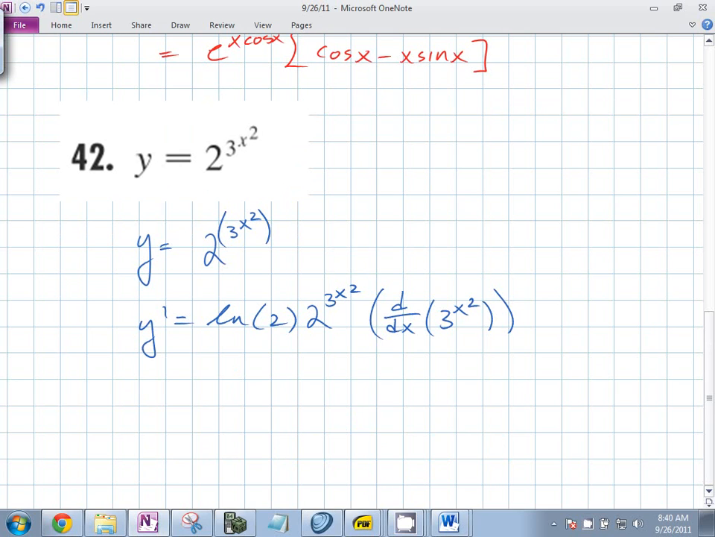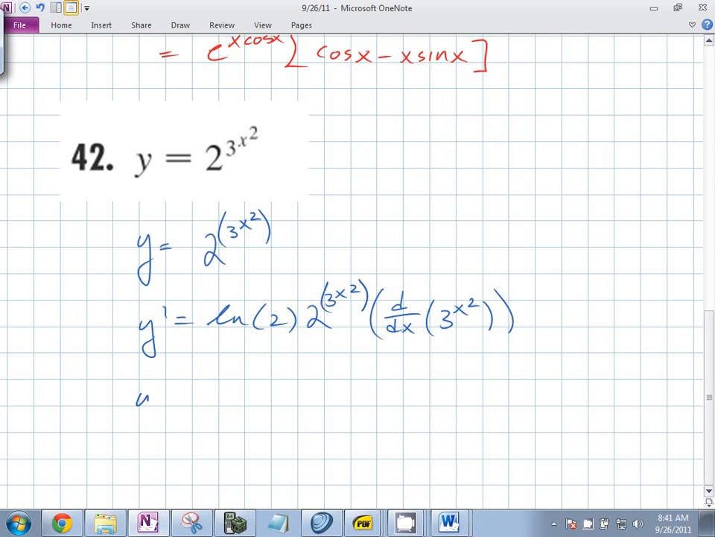Wait, is it 3x squared or 3 to the x to the 2? 3 to the x to the 2. Oh, okay. That's correct. That's why I'm keeping this very separate. I'm doing this one exponent at a time. So we have ln 2 times 2, because why do we have the ln 2 right there? Because the base is 2. And then what is our exponent? 3 to the x squared. So we need to take the derivative of that exponent.